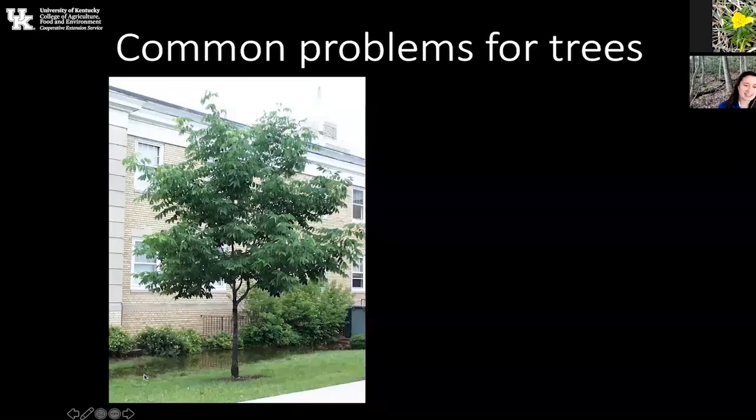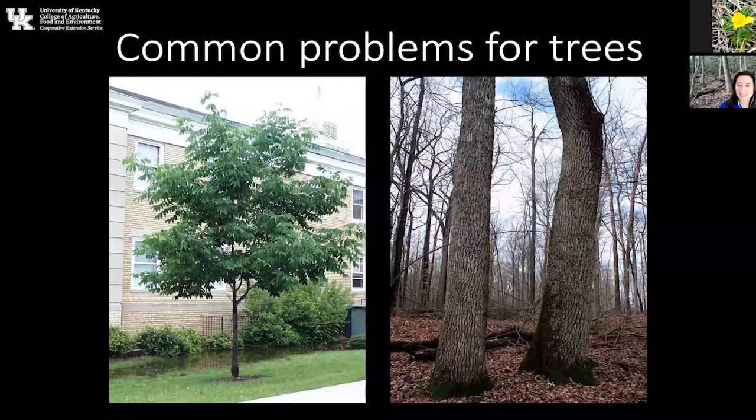It's got some flooding issues there, lots of different things happening for this tree. And I want to contrast that with what's happening in the woods, because this is where those trees normally grow. Our trees would like to live in kind of that forested setting. And these kind of landscapes that we put them in, there are unique challenges there. And a lot of times what the trees struggle with is what we are doing.